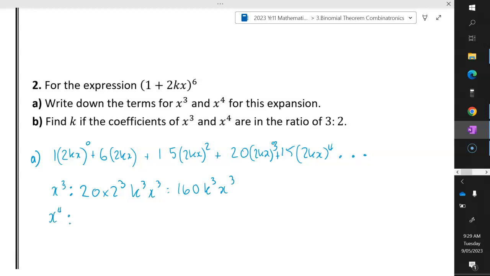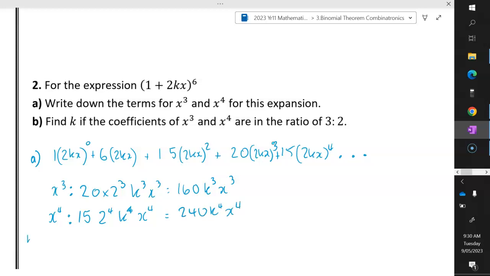x to the power of 4 is going to have 15, and we're going to be timesing that by 2 to the 4, k to the 4, x to the 4. Oops, I just need to neaten my screen up there a little bit. Sorry, guys. Okay, I need my calculator for this one. 2 to the power of 4 is going to give us 16. 16 times 15 is going to give us 240. So we're going to have 240 k to the 4, x to the 4.